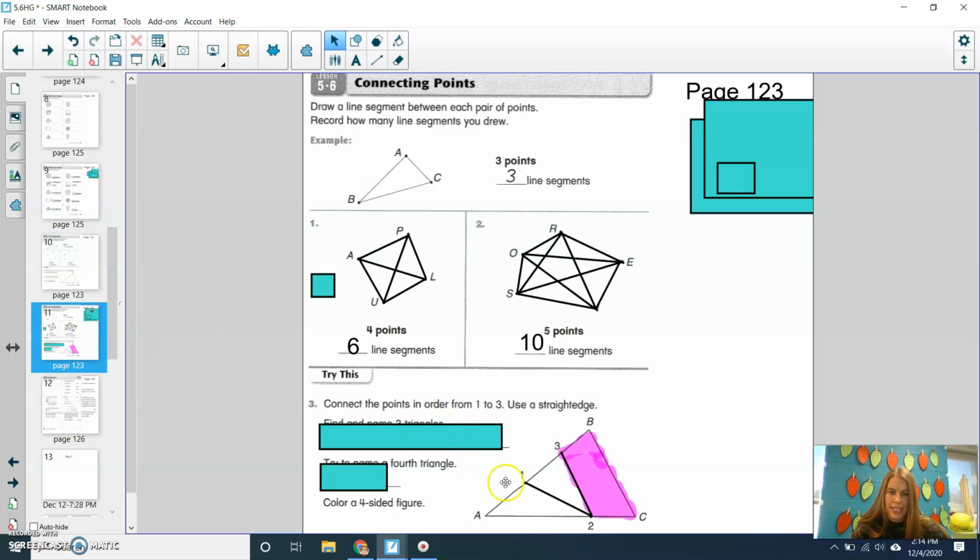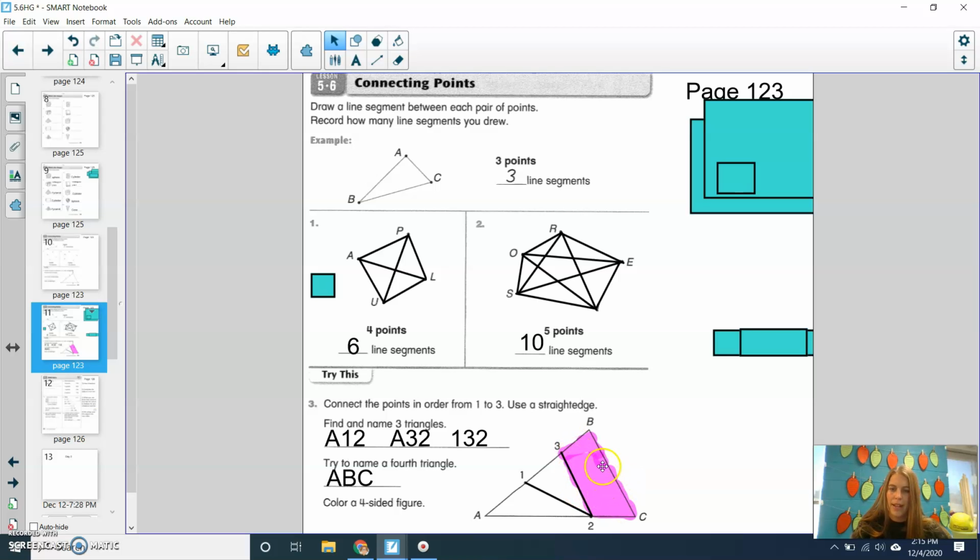All right, second graders, so you can see how I connected point 1 to 2 and then 2 to 3. So if you didn't already do that, why don't you do that first? And then it says find and name 3 triangles. So I found the triangle A, 1, 2. I found the triangle A, 3, 2, and 1, 2, 3. Then it was asking us if I could find the name of another triangle, and there's the big triangle A, B, C. Then the last thing for this part is to color a 4-sided figure. So you can see the part that I colored purple. So double check to make sure that you have your page correct before moving on to math boxes.